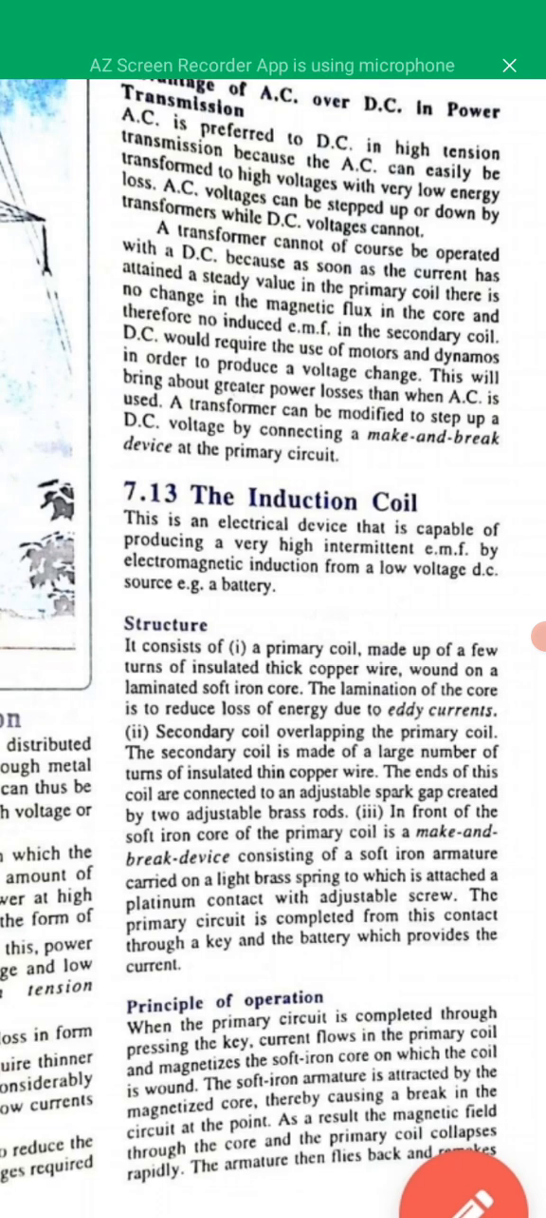You can read up on induction coils. Maybe in our next class we'll talk more on induction coils and the way they work.